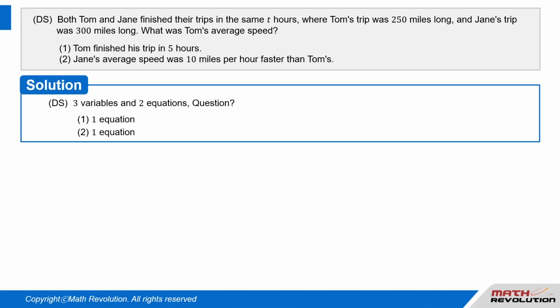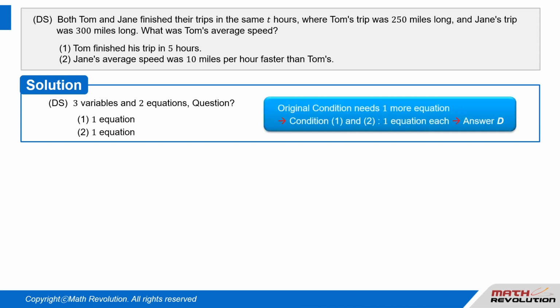Solution. Now we will solve this DS question using the variable approach. DS, 3 variables and 2 equations. Question. Condition 1, 1 equation. Condition 2, 1 equation. DS question with 3 variables and 2 equations. Let the original condition in a DS question contain 3 variables and 2 equations. Now, 3 variables and 2 equations would generally require 1 more equation for us to be able to solve for the value of the variables.